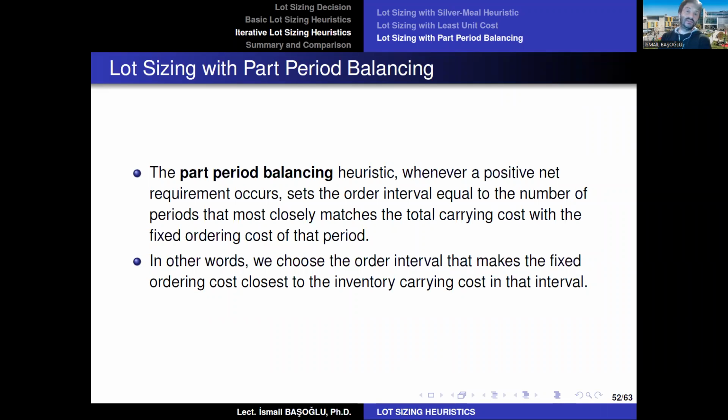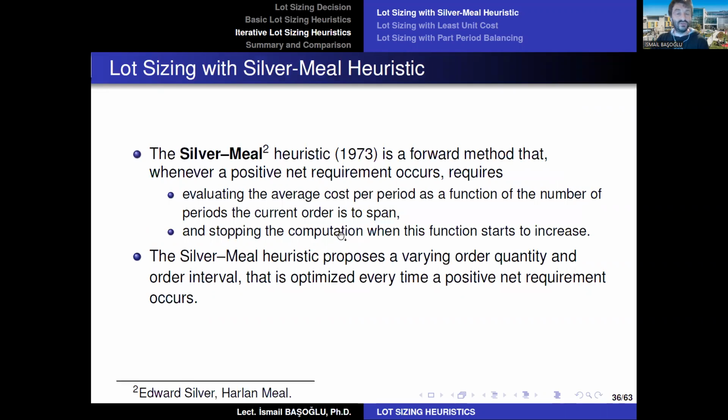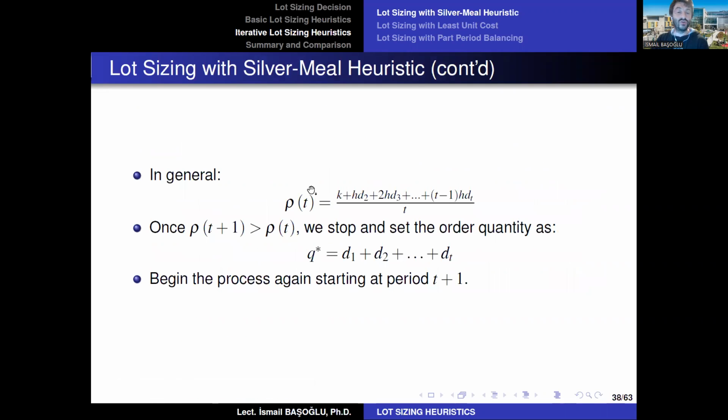Hello again, my friends. The last load sizing heuristic that we are going to discuss is the part period balancing heuristic. Now, I want you to remember what we have done in the Silver-Meal heuristic and the least unit cost heuristic. In summary, in the Silver-Meal heuristic, we were calculating the average cost per period if our order is to span the demand of the following T periods.